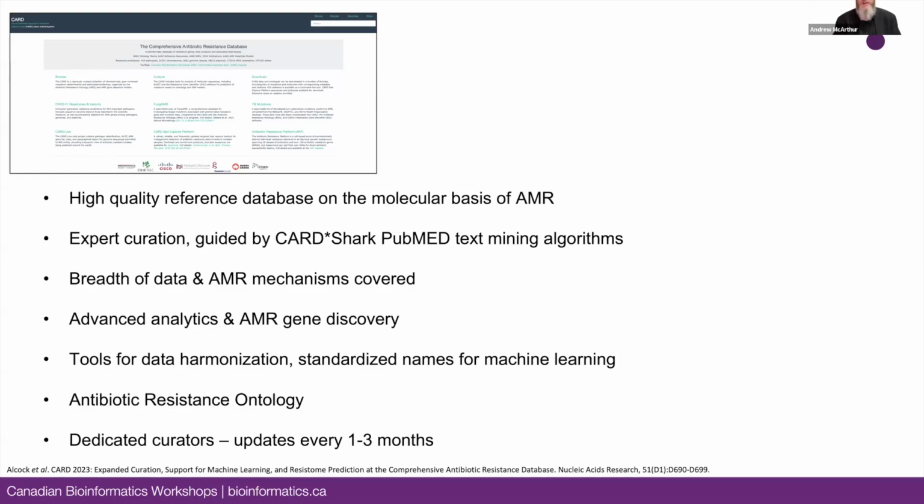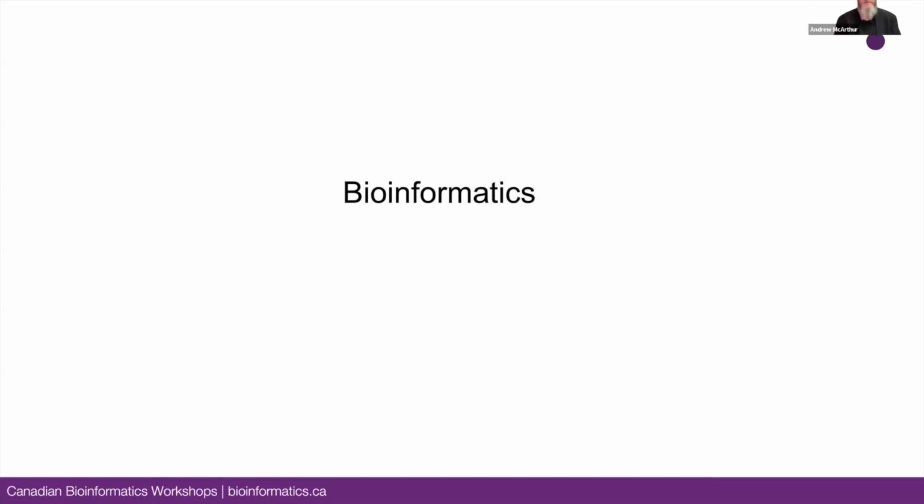Every paper's read individually. We do have the CardShark text mining algorithms that make sure we don't miss any papers. But when CardShark says, "Hey, read this," it's a human that reads it. We cover all of AMR data and mechanisms. We include advanced analytics for AMR gene discovery. And outside of genomics, we provide tools for data harmonization or standardization for machine learning through the antibiotic resistance ontology. With dedicated curators, we update every one to three months, depending on how much is happening in the AMR space.